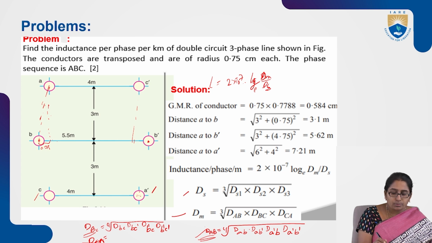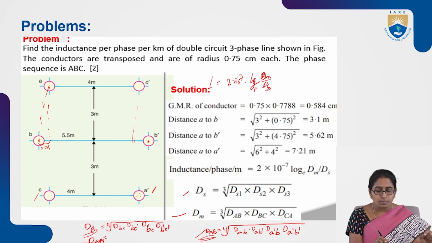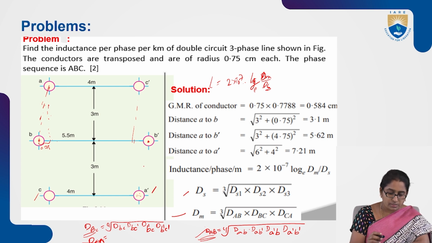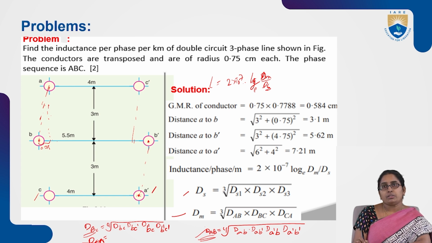Next, A dash B dash. The distance between A dash B dash is given by, we know from this diagram, how much? Distance A dash B dash, not 3, wait. So from here to here, square root of 3 square plus 0.75 square. So that is how all these distances are calculated. Then finally DAB is calculated.